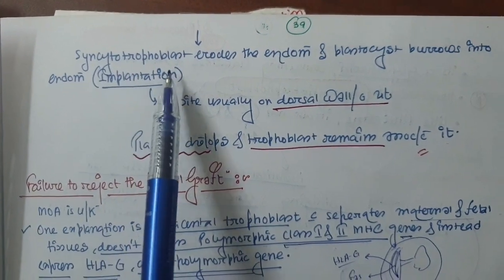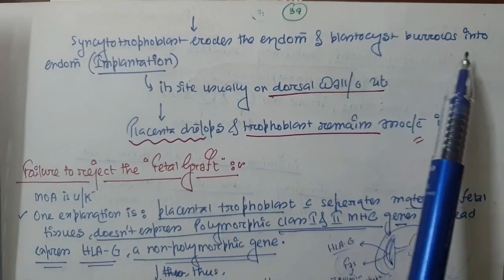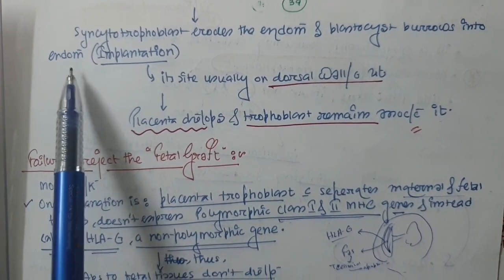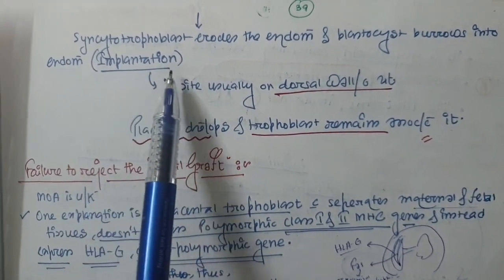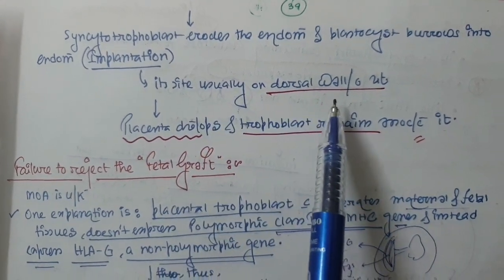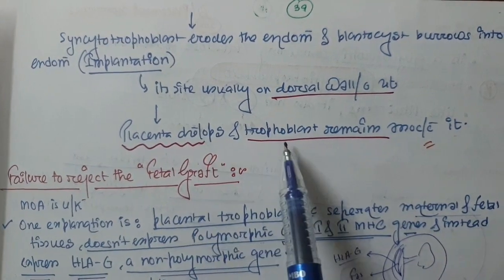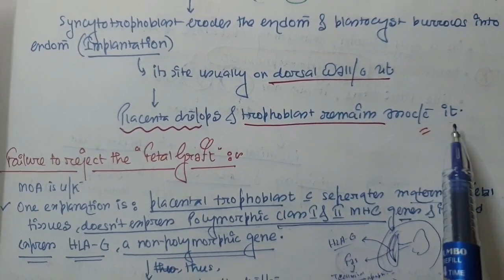The syncytiotrophoblast erodes the endometrium and the blastocyst burrows into the endometrium. This process is called implantation, and the site is usually on the dorsal wall of the uterus, and from there the placenta develops and the trophoblast remains associated with it.